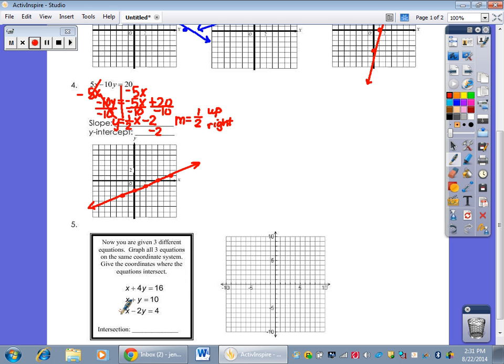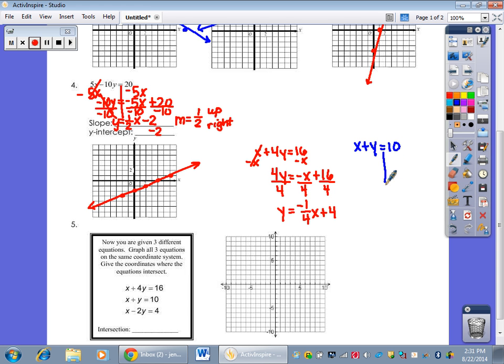So up here, I'm going to go ahead and use the space on my paper. I'm going to start out with x plus 4y equals 16. We're going to subtract x. So 4y equals negative x plus 16. And then divide by 4. I'm going a little bit faster now, so those of you who have already done this can go ahead and check your work. That's line number 1. Do a different color for line number 2. x plus y equals 10. If I subtract x, I have y equals negative x plus 10. That's line 2.